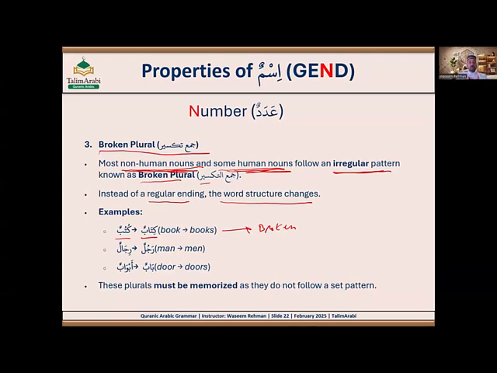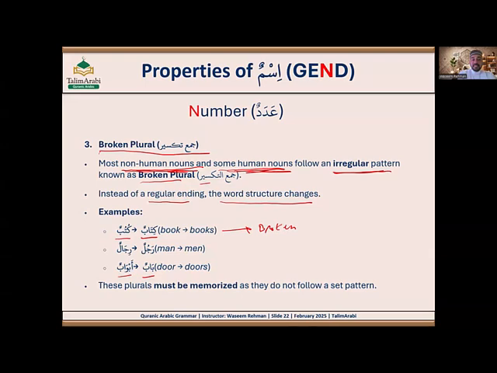So in broken plural, the sequence gets changed. The sequence does not stay intact. It gets changed, and then it does not follow a pattern. There are no additional letters added at the end. It would be an irregular pattern, and it also will change the sequence. Like kitabun, kutubun, rajulun, rijalun. Now see, there was no alif, but now in the plural you have an alif in there. Rijalun, babun, abwabun, doors, right? So they are all irregular. There is no regular pattern. It can be on any pattern, and then plus the initial sequence of letters gets changed. It does not stay intact.